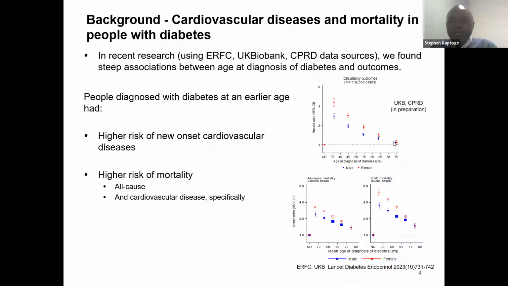Here we can see a very steep dose-response relationship, showing that if you have diabetes diagnosed at a very early age, about 30, then the excess risk for cardiovascular conditions is about 4-fold, and mortality is about 3-fold, with a clear difference between men and women in that excess risk. So it then becomes of interest how these might have been affected by the COVID-19 pandemic.